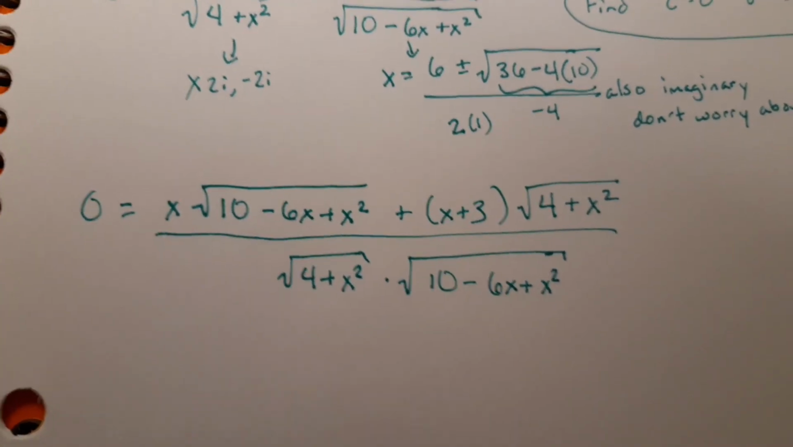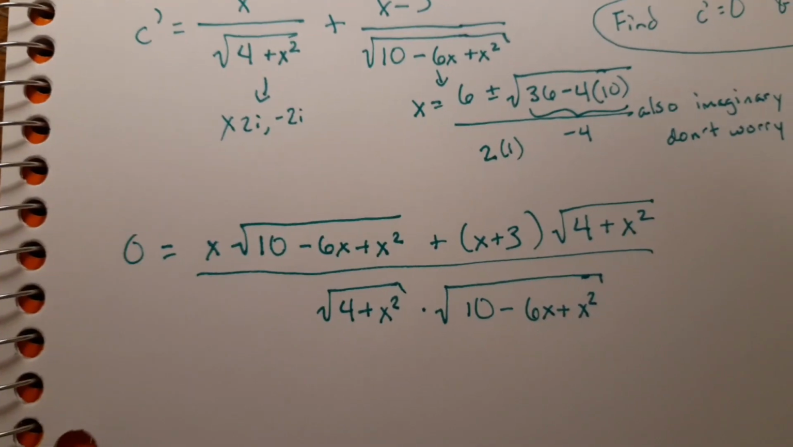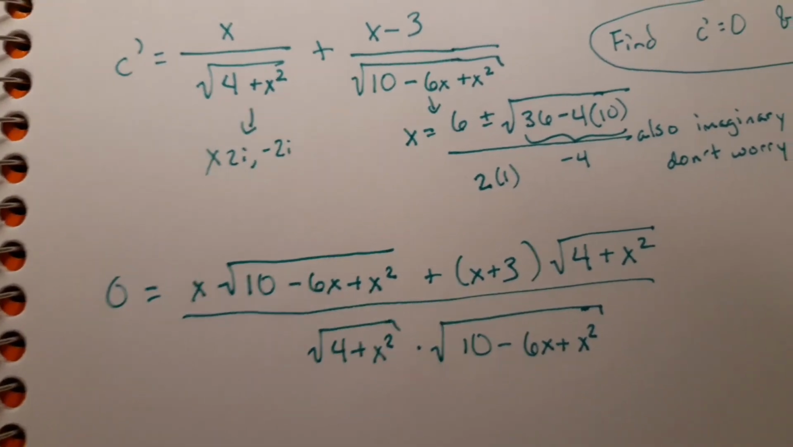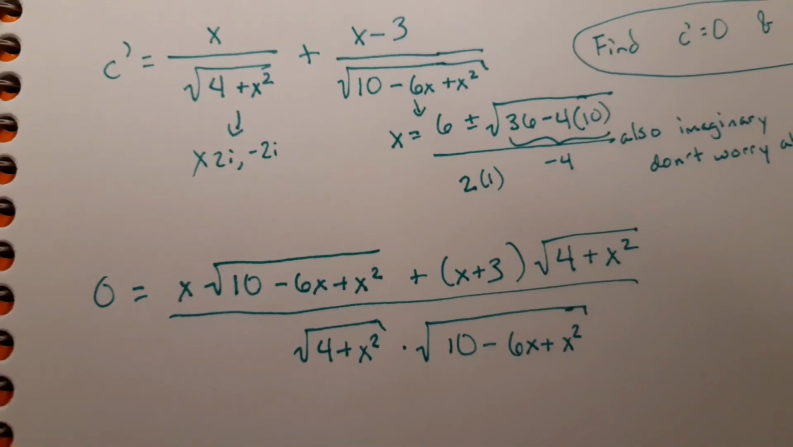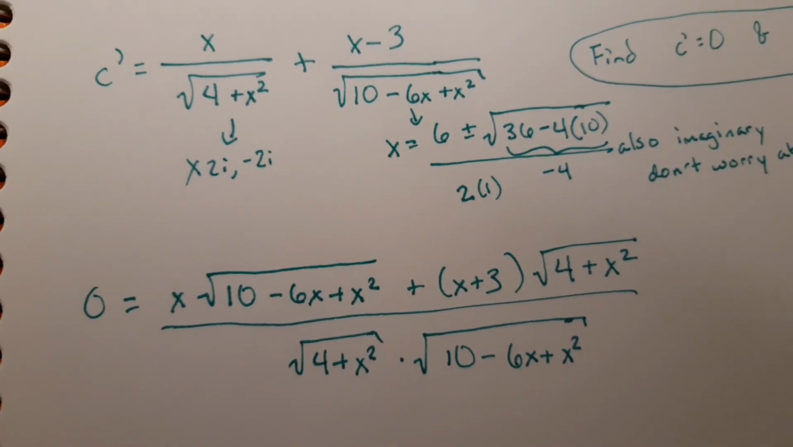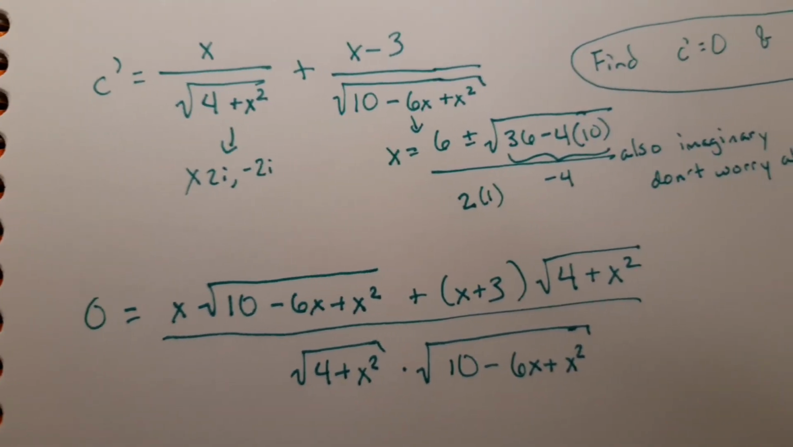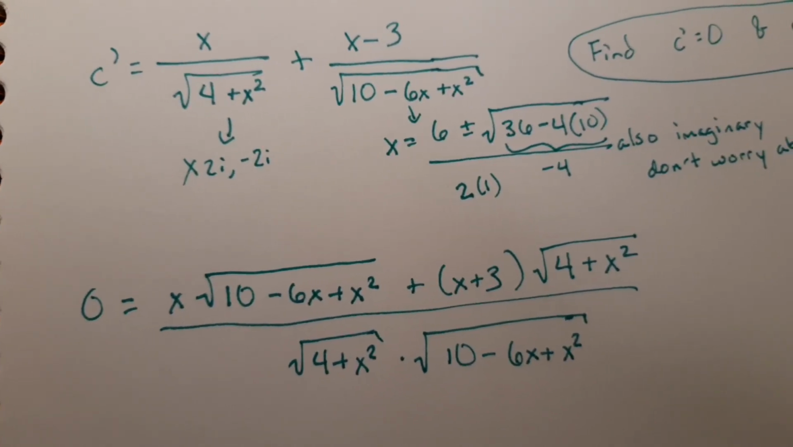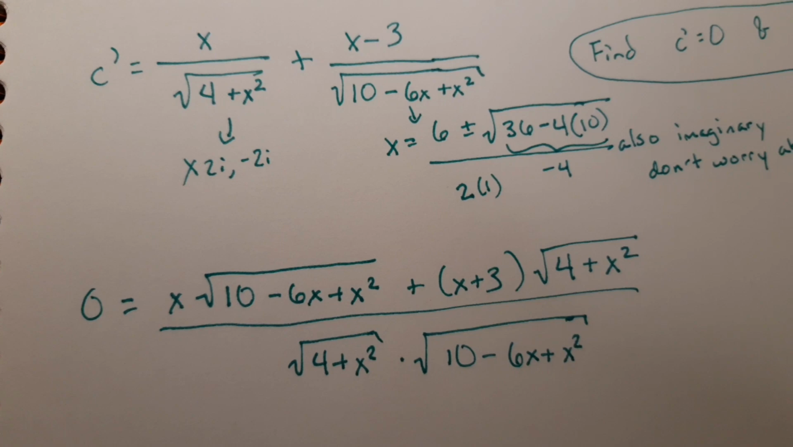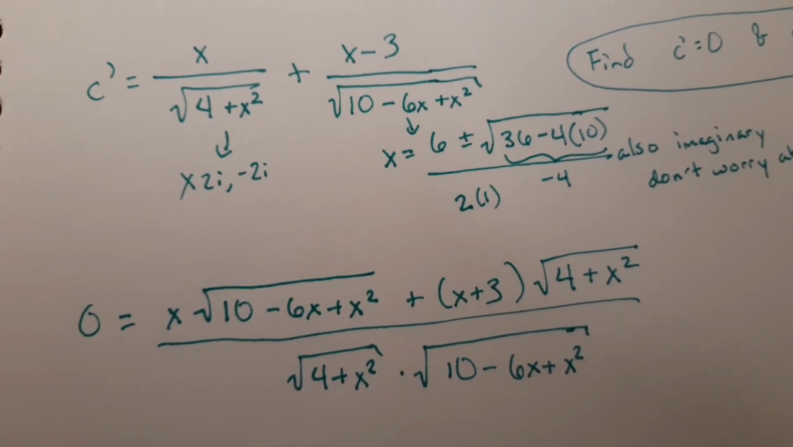But remember, when we multiply by the denominator on both sides, 0 times the denominator will still be 0. So really, we only have the top that we're working with. Again, it's not fun at all, but we can do it.